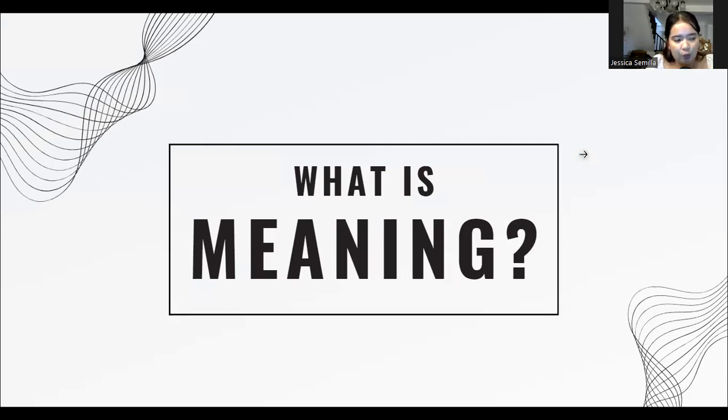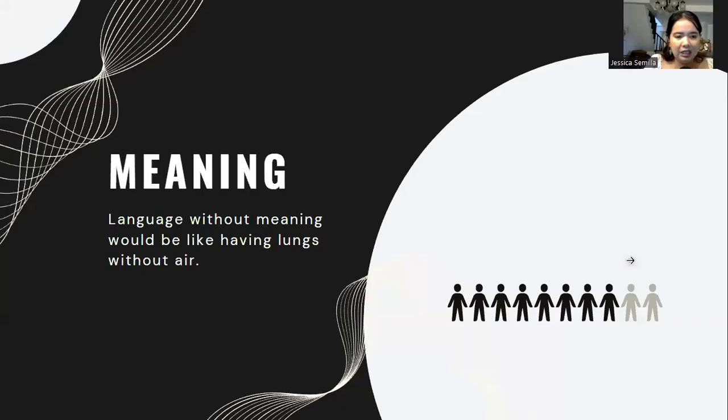So let's start with what do you mean by meaning? So let's proceed. So what do you mean by meaning? Meaning is basically more of looking into identifying what is the context being talked about. So when we talk about meaning in line with semantics, language without meaning would be like having lungs without air. In short, this is about the content or the function of a certain word basically. So again, that is about the meaning. This is about the meat of a certain word. This is about the content and the function of the use of that word.